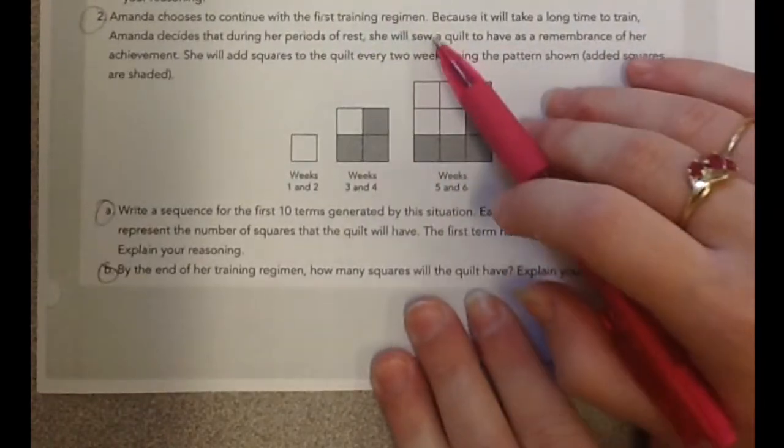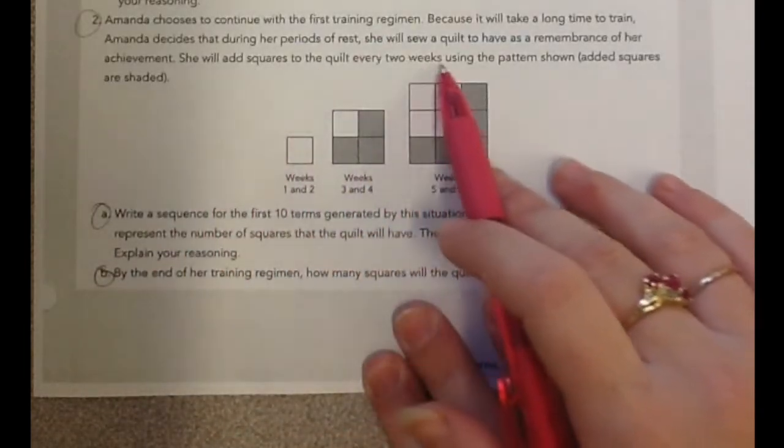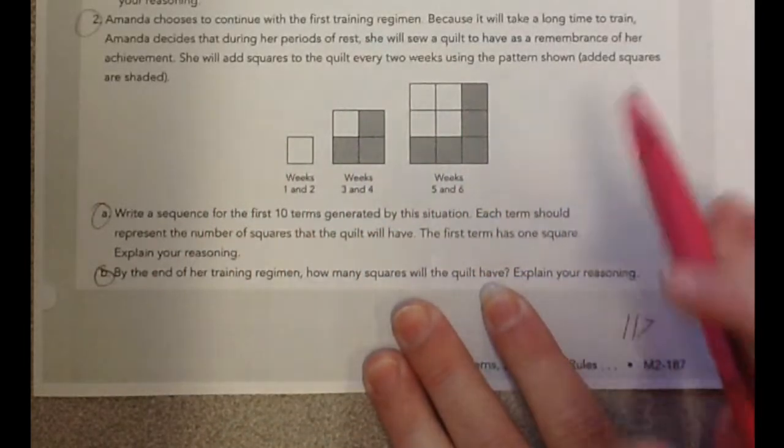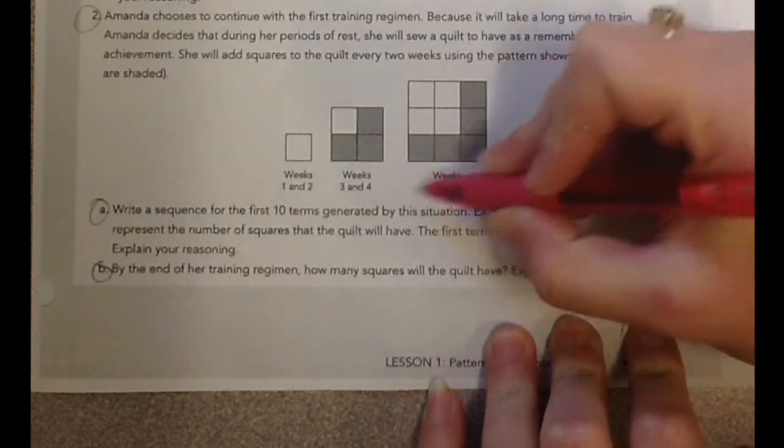Number 2 says, Amanda chooses to continue with the first training regimen. That's stuff that's in number 1, don't worry about it. Because it takes so long to train, she decides to make a quilt in remembrance of her achievement. She will add squares to the quilt every 2 weeks using the pattern shown. So weeks 1 and 2, there's the first square. Weeks 3 and 4, she adds onto the side, so she adds 3. Weeks 5 and 6, again adding to the side, so now she's adding 5.